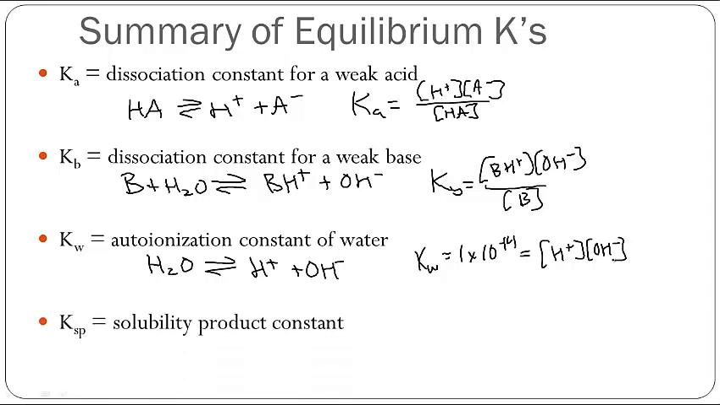So we also now have Ksp, which is take any ionic compound, MX, where M is the metal and X is your nonmetal. You get M plus X minus.